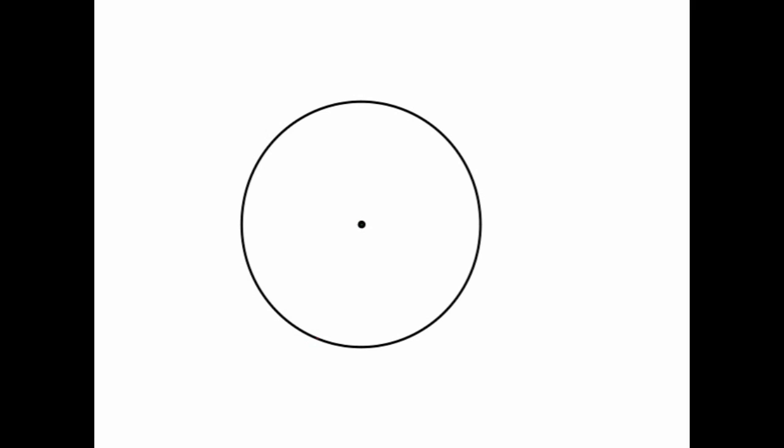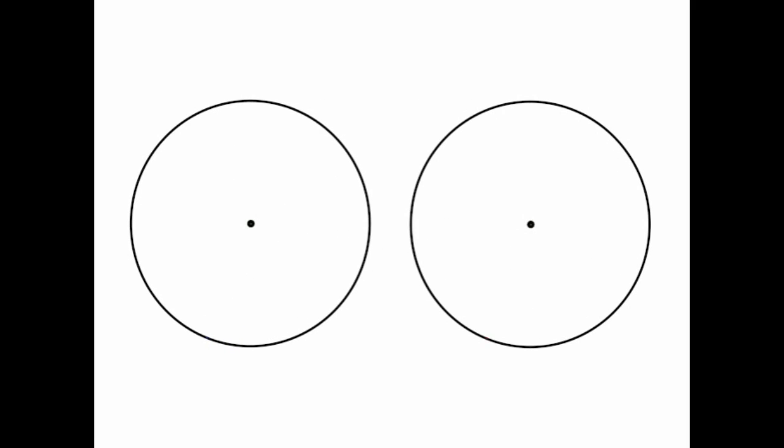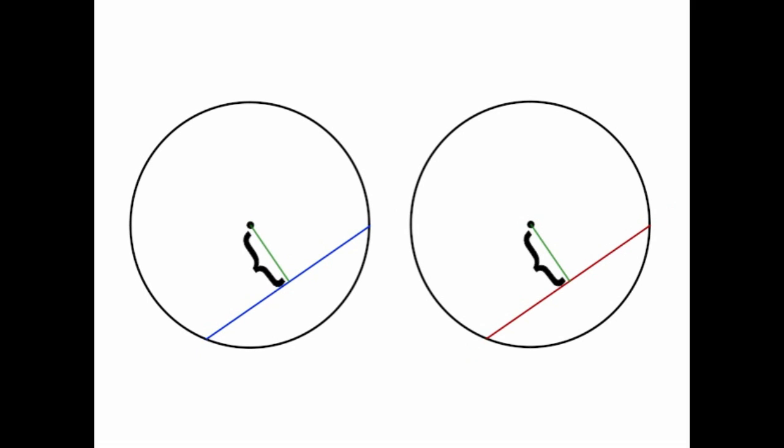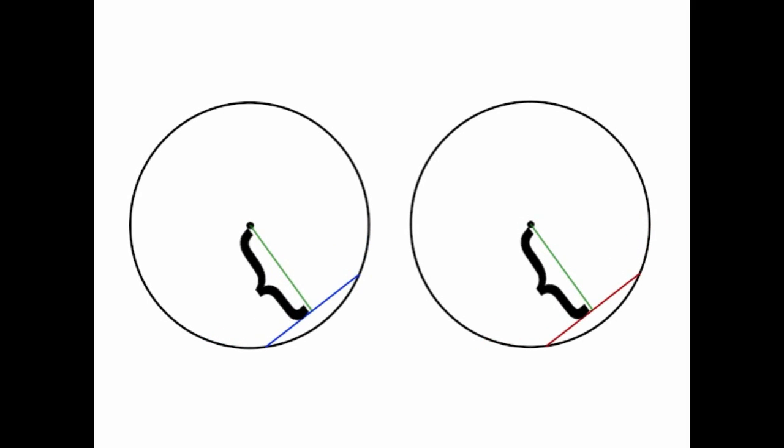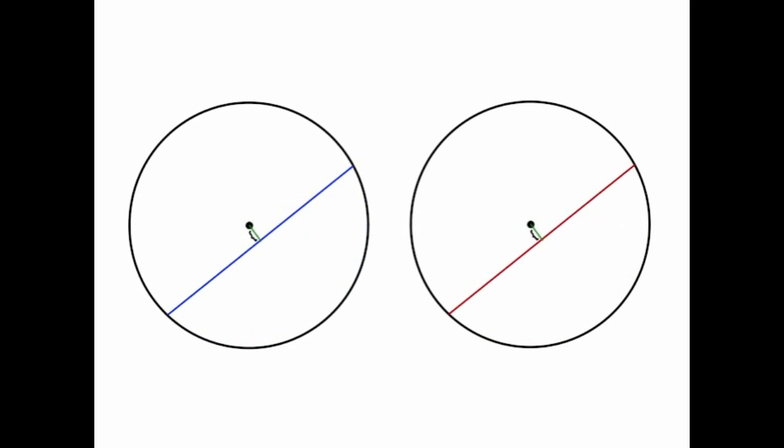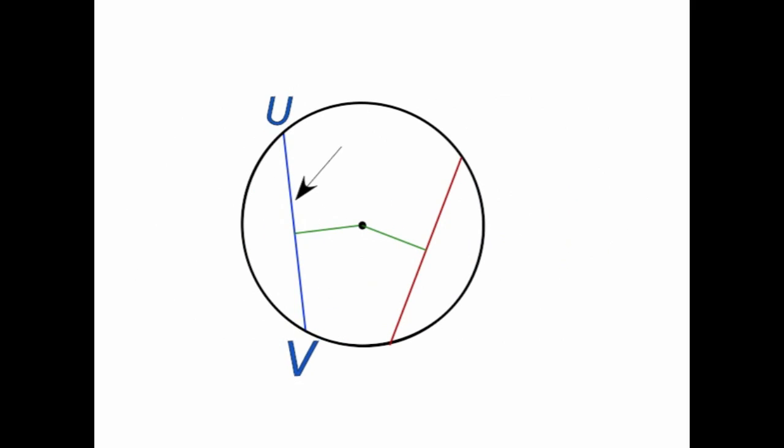In the same circle or in congruent circles, chords that are the same distance from the center are congruent. Also, if two chords are congruent, it can be said they're the same distance from the center. Chords UV and RT are both the same distance from the center of circle Q. So chords UV and RT are congruent.